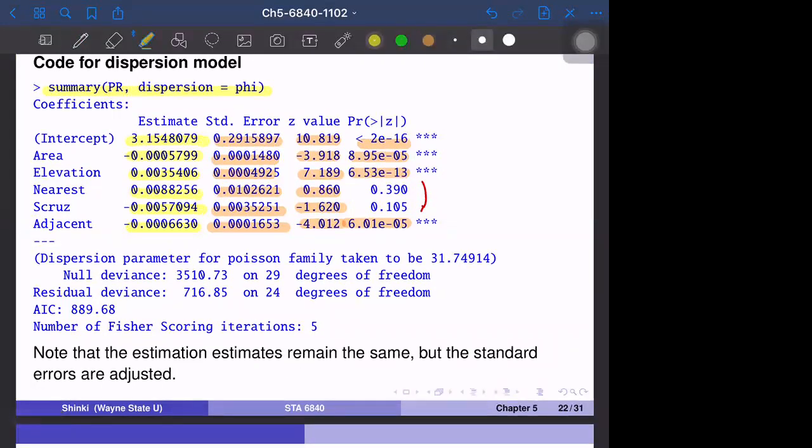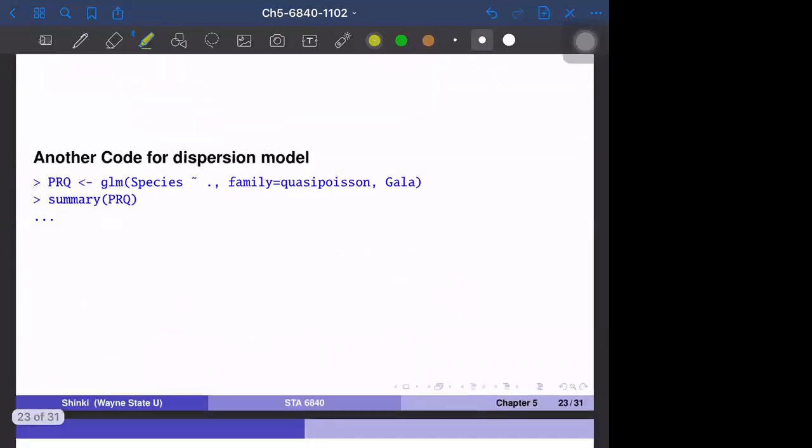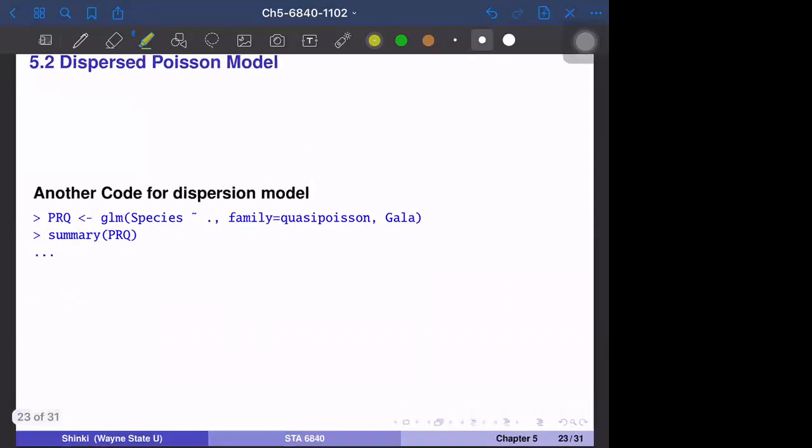Yeah, and the other quantities are the same. So we don't really re-estimate the model, but we just adjust the standard error. So we adjust the conclusion or p-values. And another way to do the same thing is using this quasi-Poisson option. Then you can just use the GLM function, and it generates exactly the same output as the previous page.